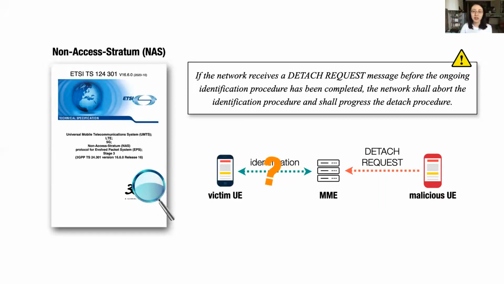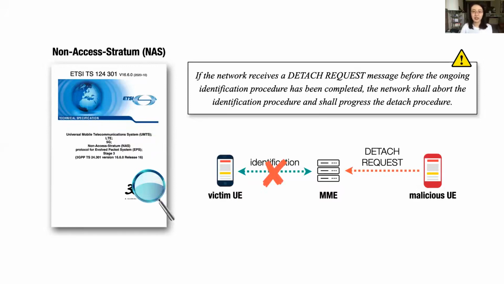To carry this out, we tested in a 4G simulation environment because, considering the ethics, we cannot perform experiments in a commercial network. So we tested in a simulator. But in our testing environment, we surprisingly found that the network not only aborted the identification procedure, but further released the connection with the victim UE. The victim UE finally got a DoS attack.